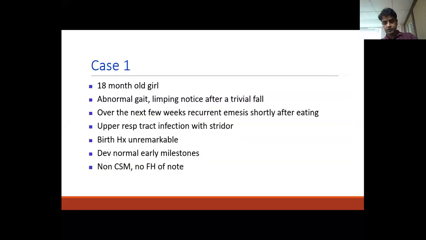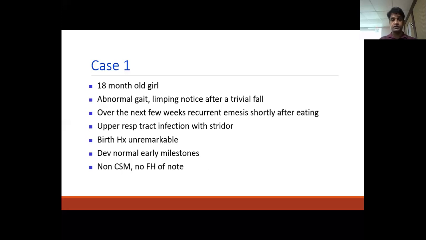Now we look at a couple of cases, in terms of how we approach them. An 18-month-old girl presents with abnormal gait and limping, which the mother noticed particularly after a trivial fall. Over the next few weeks, she has presented to the pediatrician with recurrent vomiting shortly after eating. She also gets recurrent upper respiratory tract infections with stridor.